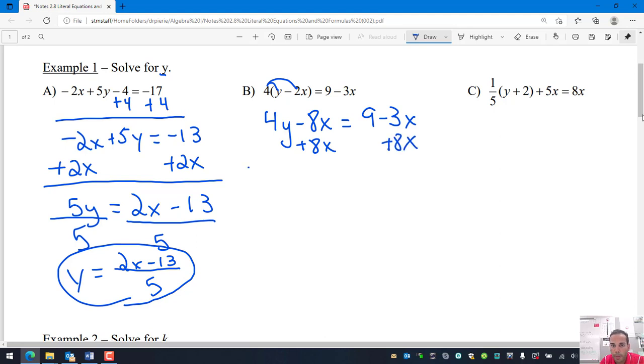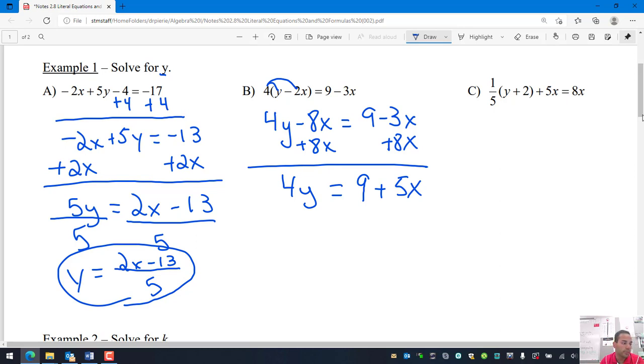Super, super important. Make sure you're combining like terms. On your left-hand side, you're just left with 4y. And on your right-hand side, you see 9 minus 3x, but I have to add 8x to that. So these two terms are combinable because they have an x attached to it. The 9 stays separate, so I see 9, and then negative 3x plus 8x is going to be equal to plus 5x.